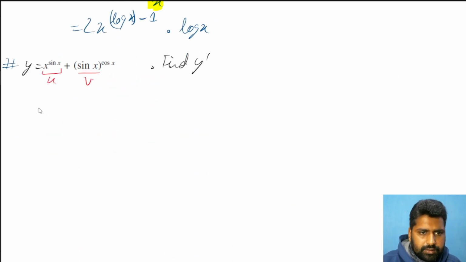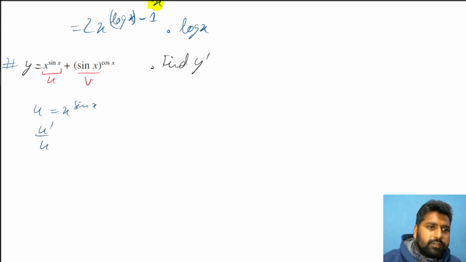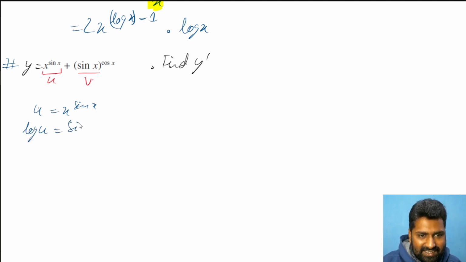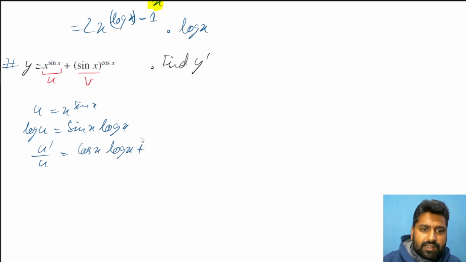So let's find u is equal to x raised to power sin x, u dash by u. No, sorry. Let's take log first. Log u is equal to sin x log x. U dash by u, differentiate: sin x differentiation is cos x, log x as it is, log x differentiation is 1 by x, sin x as it is.